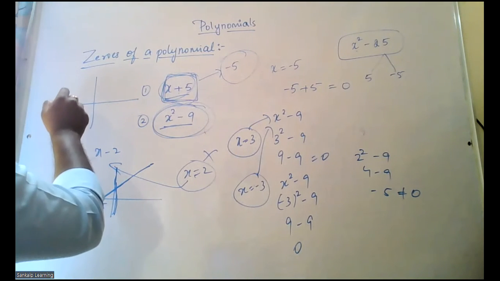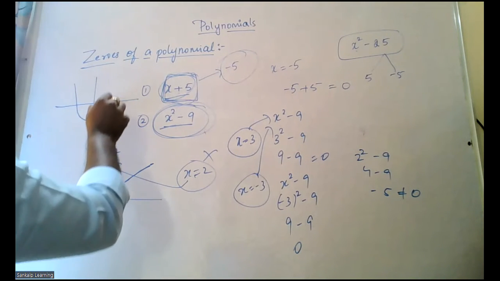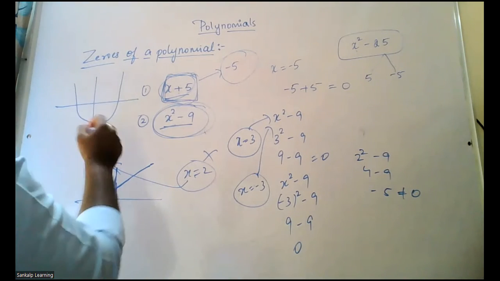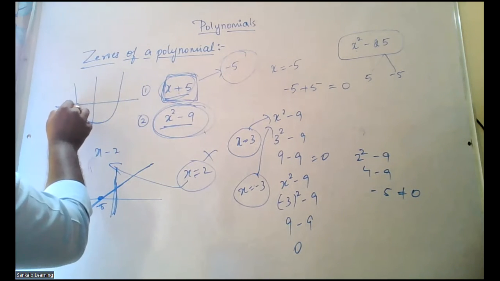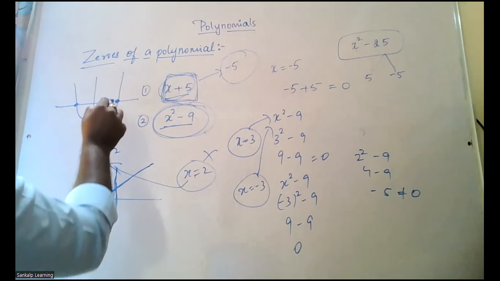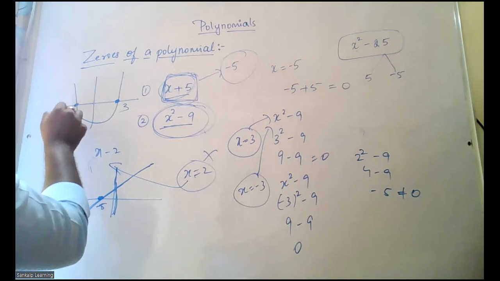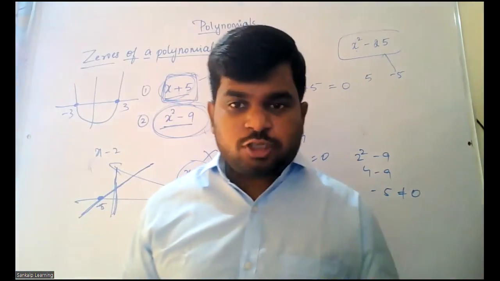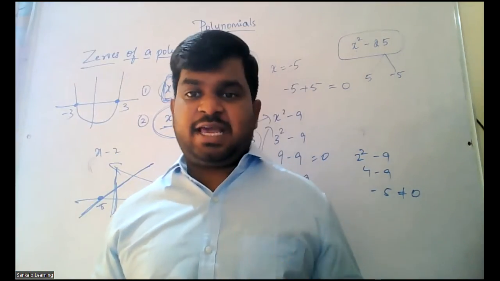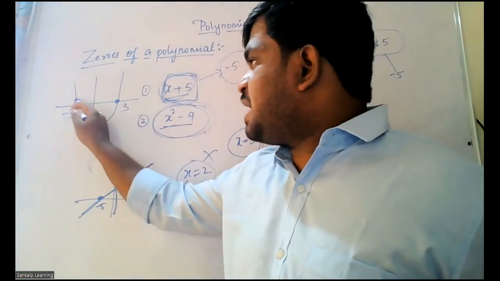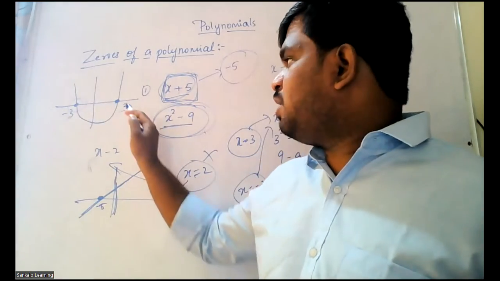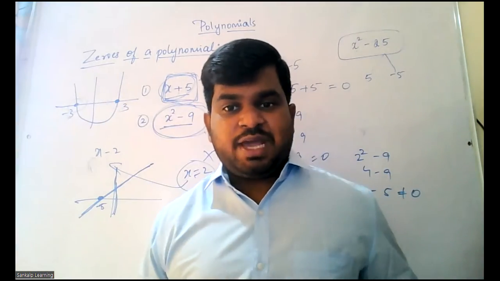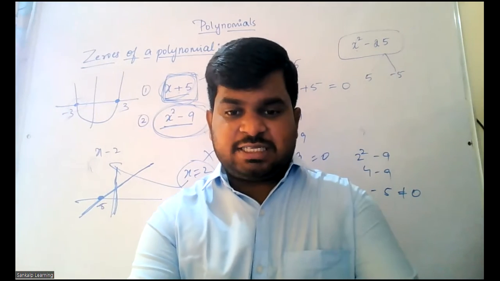So it will be something like this. If you observe, this graph is meeting the x-axis at 2 points, isn't it? And these 2 points, one will be plus 3, another one will be minus 3. So the graphical meaning is, it is those points at which the graph meets the x-axis. The graph is meeting the x-axis here, so this is a 0 of a polynomial, and it is meeting here, so this is also 0 of the polynomial. So based on this, let's solve the first exercise.